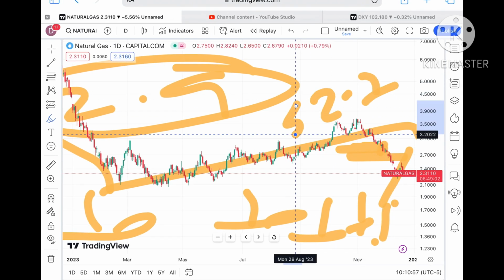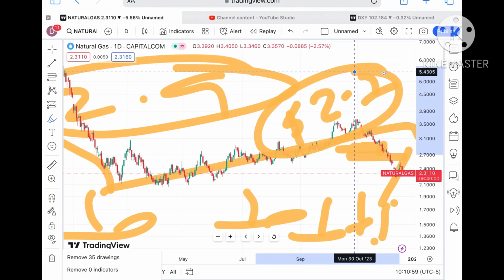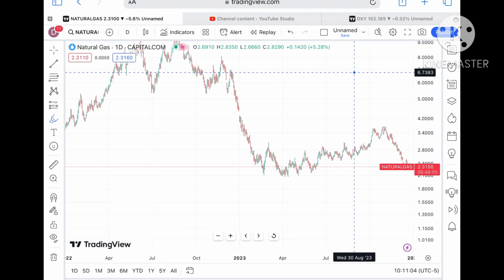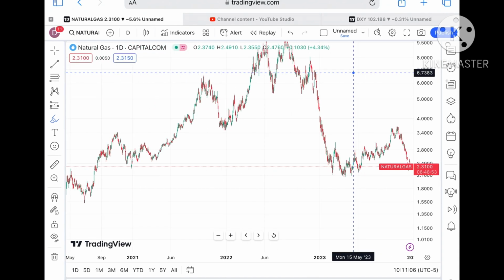Now if it forms a swing, what we can see, it will go towards a level of around 2.5 to a level of 2.7, and once it started sustaining above 2.7, then a further upside towards a level of 2.9 we can see.